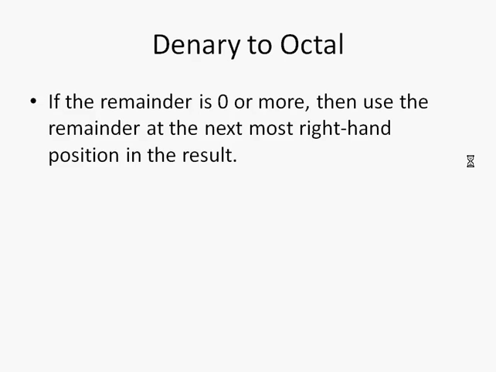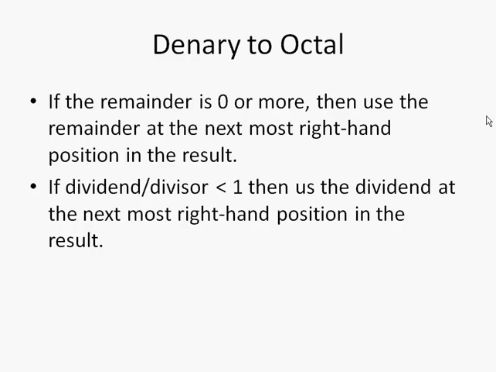So rules of denary to octal: if the remainder is 0 or more, then use the remainder at the next most right-hand position in the result, and that includes if the remainder is 0. If the dividend divided by the divisor is less than 1, then use the dividend at the next most right-hand position in the result.